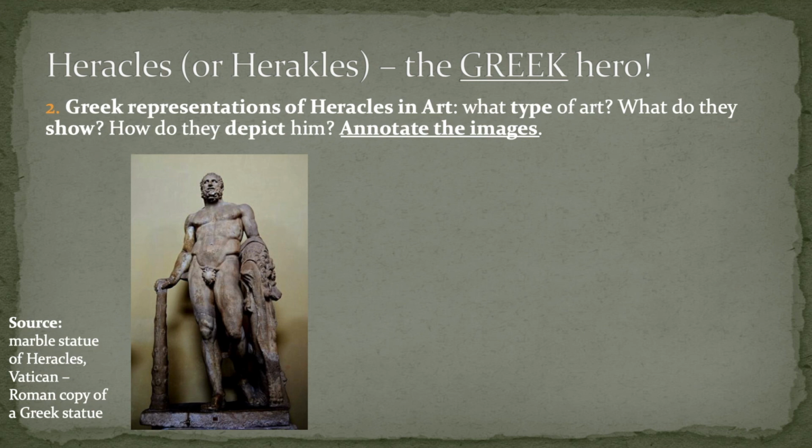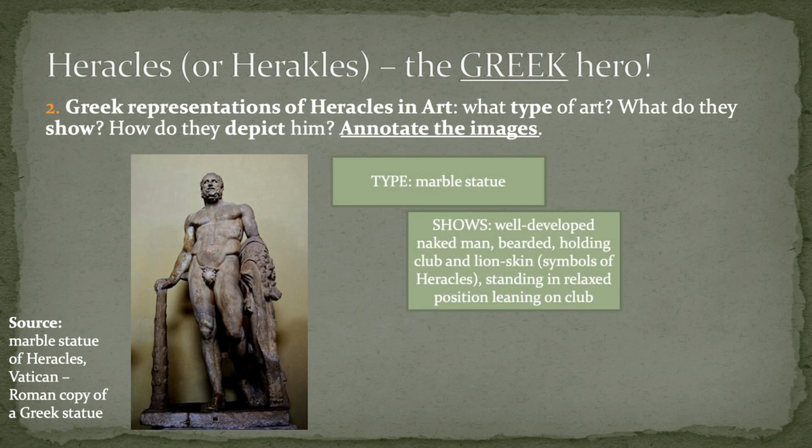So let's think, what type of art is it? Well, first of all, it is a marble statue. It shows a well-developed naked man, bearded, holding a club. He is leaning on it with his right hand and has the lion skin draped over his left arm. They're both symbols of Heracles. And he's standing in quite a relaxed position, leaning on the club.